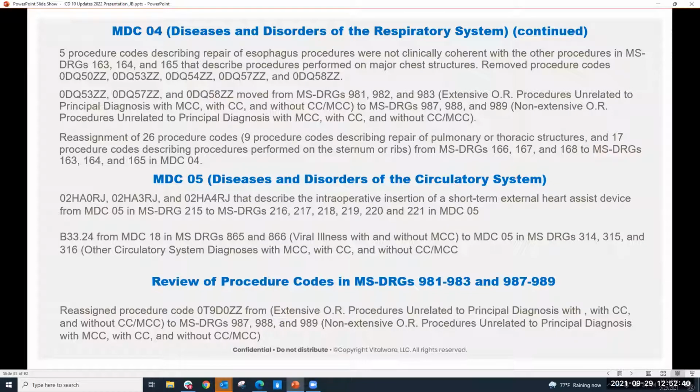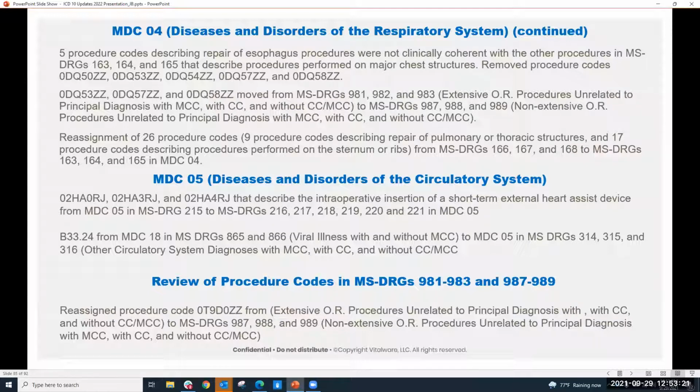So, MDC-05, diseases and disorders of the circulatory system. They moved these 3 procedures that describe the intraoperative insertion of a short-term external heart assist device from DRG 215 to multiple more specific DRGs, staying within MDC 05. And then code B33.24 from MDC 18, which used to be in the DRGs for viral illness with and without MCC, was moved to MDC 05 for other circulatory system diagnoses.